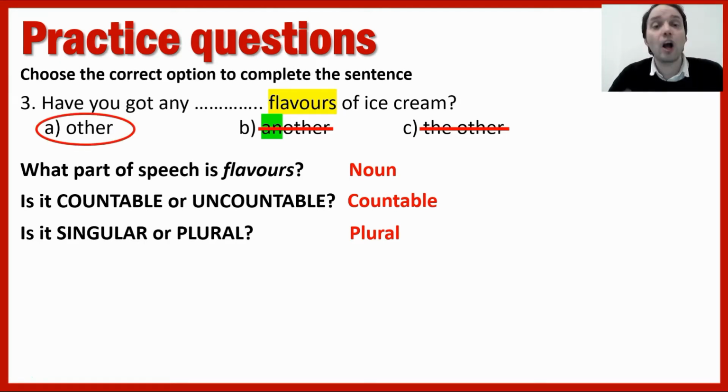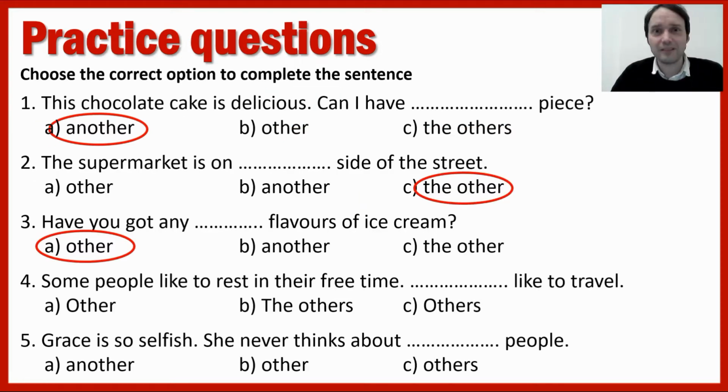So have you got any other flavors of ice cream? And here it has the function of an adjective, so it's before the noun, but it's plural. And we know it's plural because of the word any, so we use that for negatives and questions for the plurals, and flavors with an S. Okay, so have you got any other flavors of ice cream? Okay, that one was actually quite easy, I think. Easy for me. So I hope you've got all of these right so far.